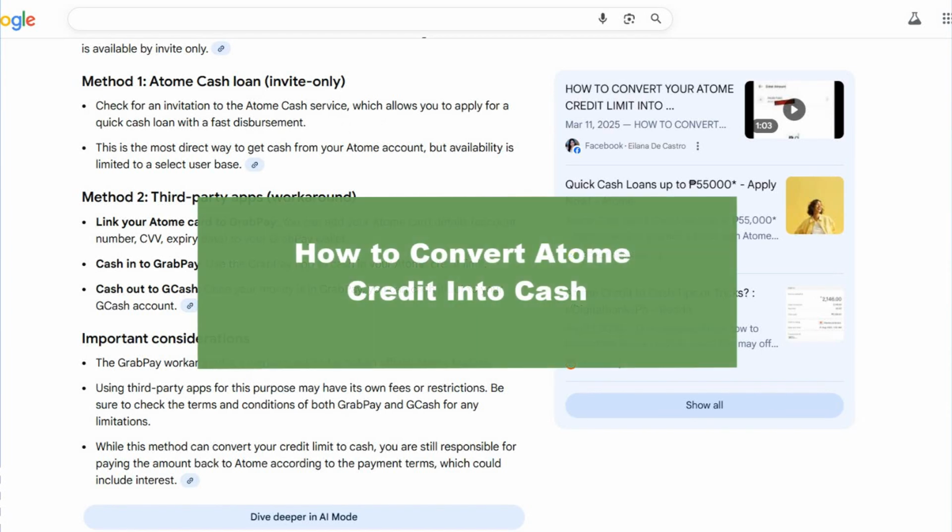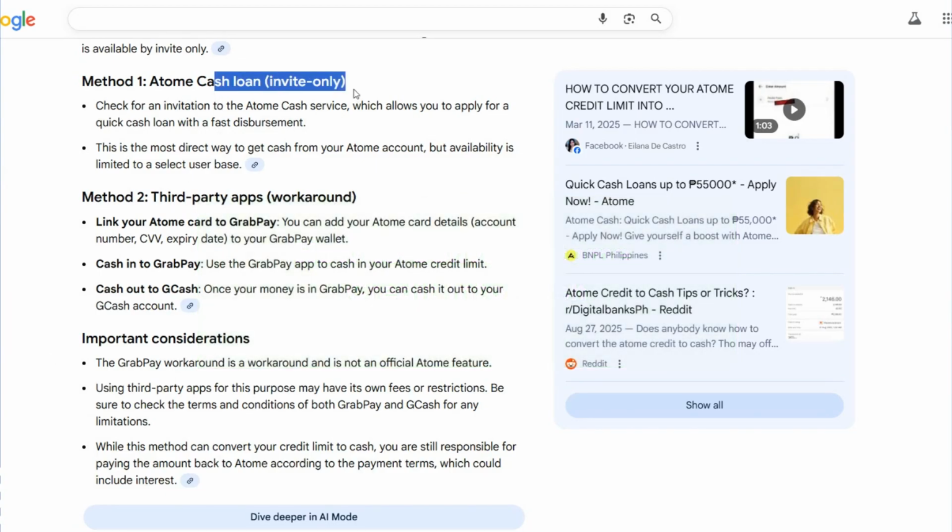This time we check how to convert Atome credit into cash. So let's start. Method one is Atome Cash Loan, invite only.